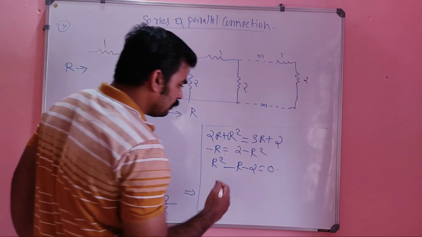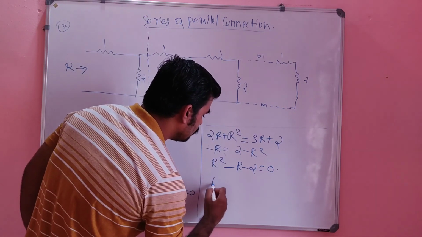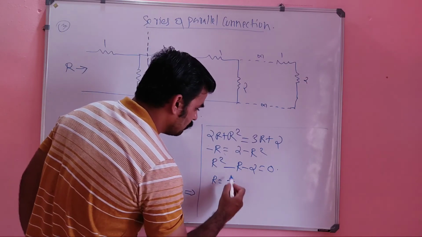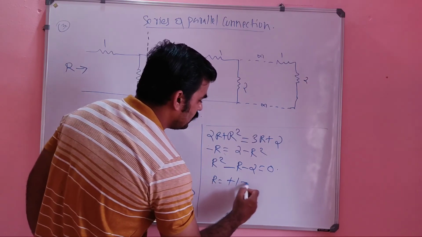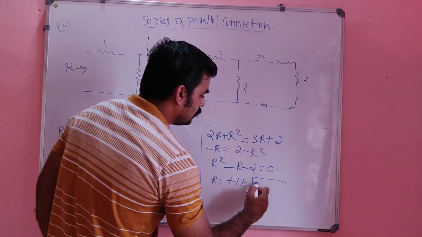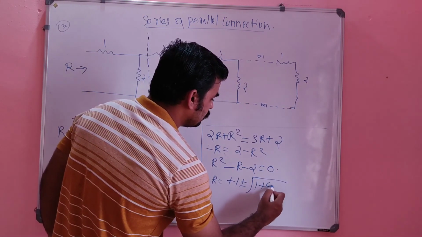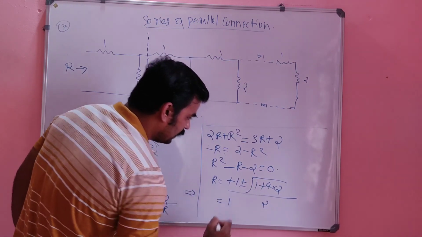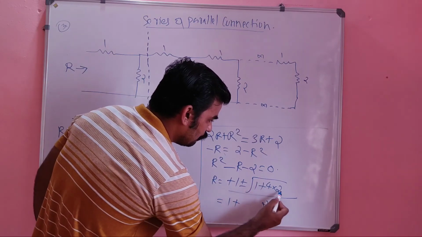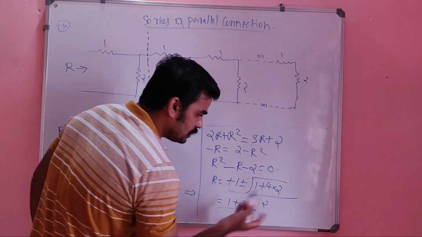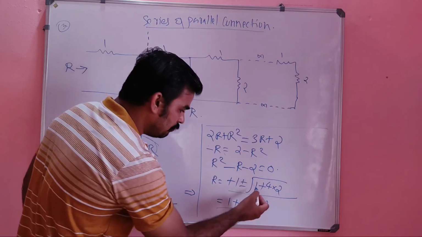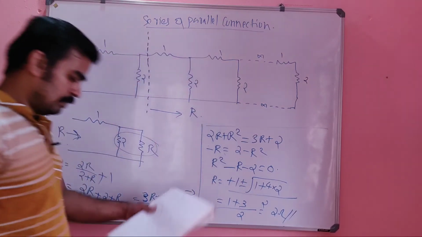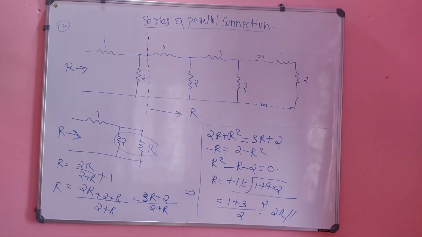Okay, so what will be the value of R? Solve with the quadratic equation. Minus B means plus 1, plus or minus the root of B square minus 4AC. So 4 into 2 is 8, plus 1, which is 9, and the root of 9 is 3, all divided by 2, which is equal to 2 ohm. So this is the concept.